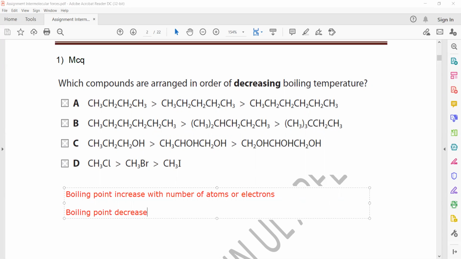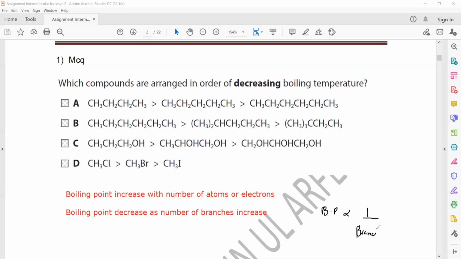And the boiling point decreases as the number of branches increases. So boiling point is inversely proportional to the number of branches. The greater the number of branches, the less the surface area, so it is inversely proportional to the number of branches, and it is directly proportional to the number of atoms. So now we will compare which one will have the highest boiling point.